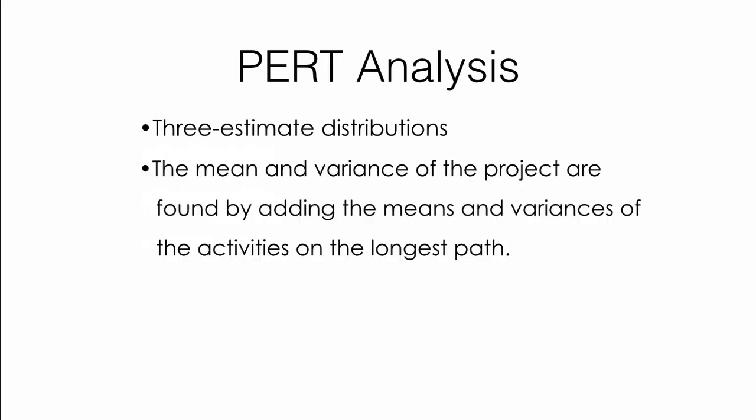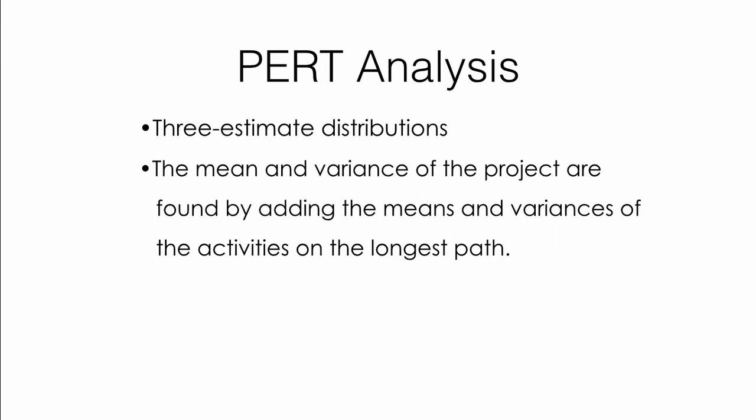The method of PERT analysis makes an assumption that these distributions are 3 estimate distributions. They have a low time, a pessimistic or high time, and a most likely time. For each of the activities, we can calculate the mean of the activity duration and its variance by using the PERT formulas.